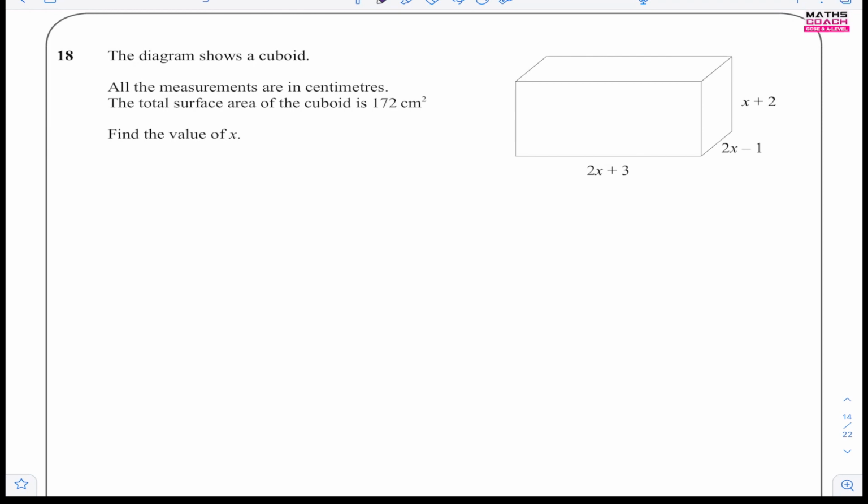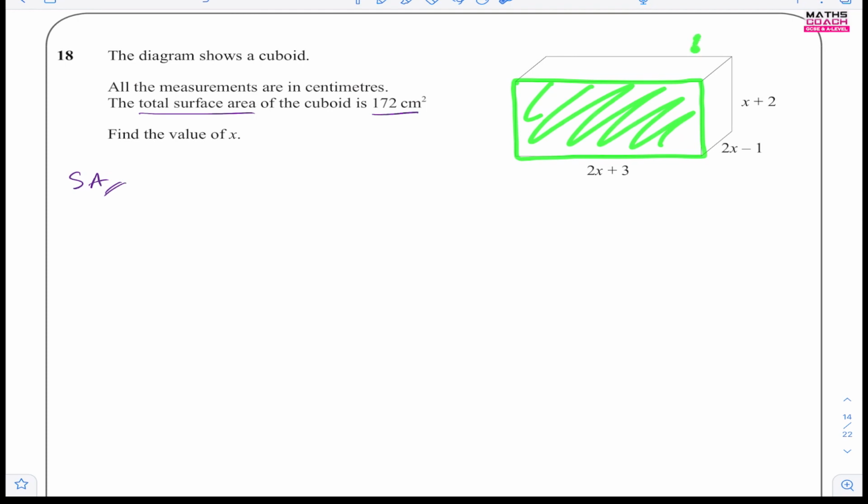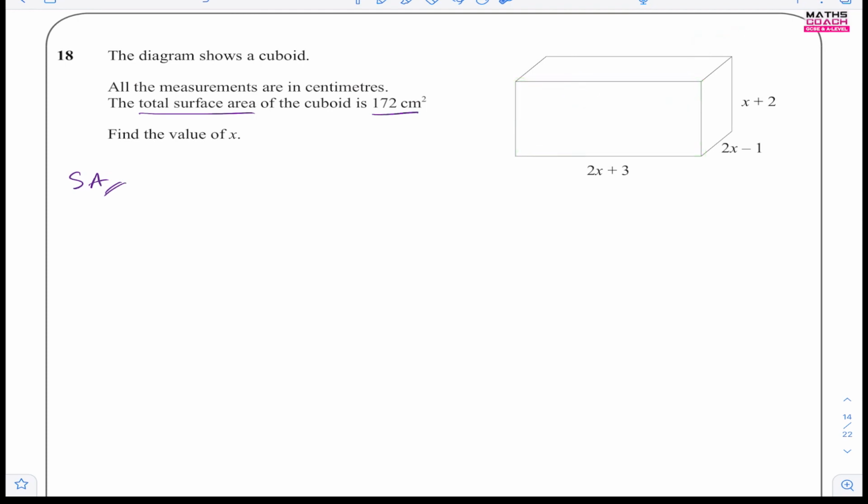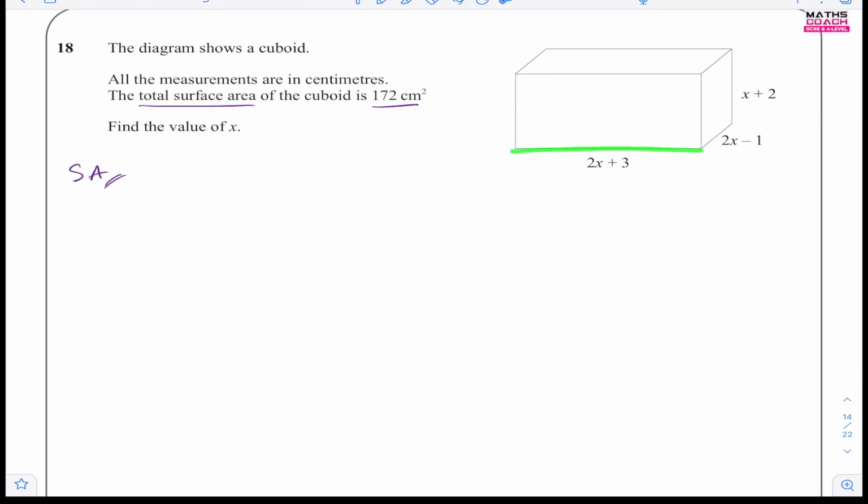So question 18, the diagram shows a cuboid. All the measurements are in centimeters. The total surface area of the cuboid is 172 centimeters squared. So that's your total surface area. Find the value of x. Let's write down the surface areas. So what do we have? We have a face right there. So the area of this is also going to be what we have at the back over there. So we have two of those. So we have two lots of this side multiplied by this side, which is x plus 2.